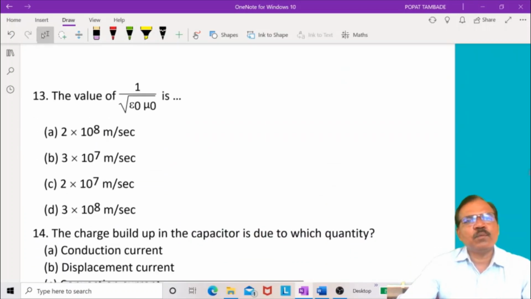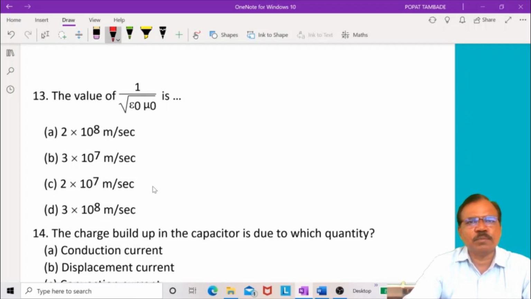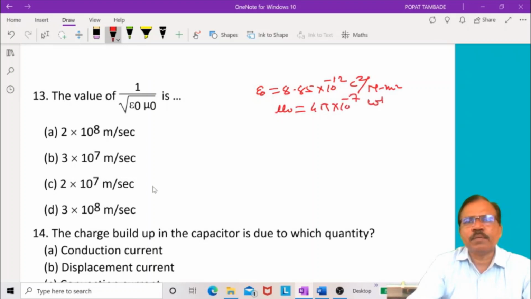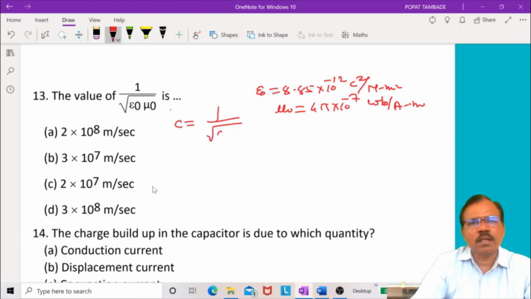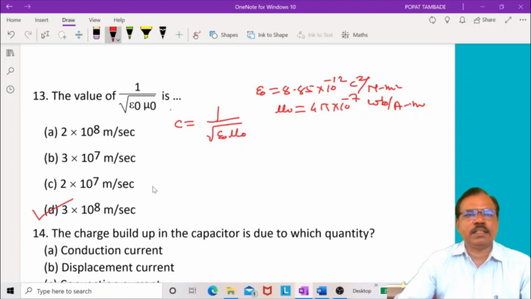Now the value of 1 upon root of epsilon 0 mu 0. You can calculate this as 1 upon root of mu 0 epsilon 0. You can use epsilon 0 as 8.85 into 10 raised to minus 12 coulomb square per newton meter square. Mu 0 is equal to 4 pi into 10 raised to minus 7 weber per ampere meter. If we use these, we will get this as C, which is 1 upon root of epsilon 0 mu 0. So it is 3 into 10 raised to 8 meters per second.